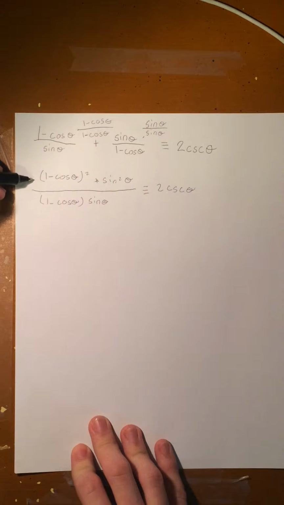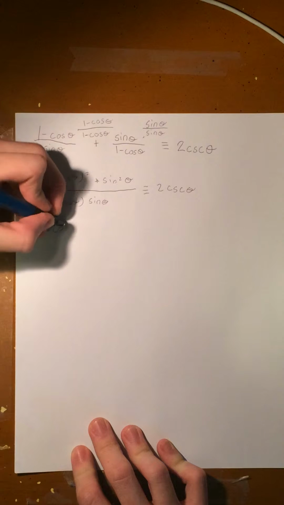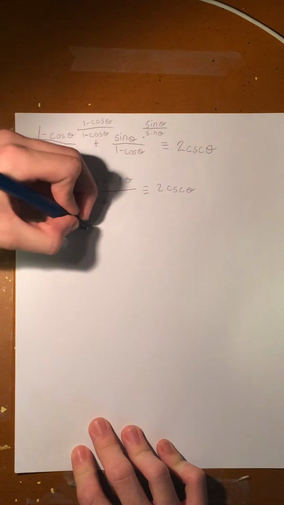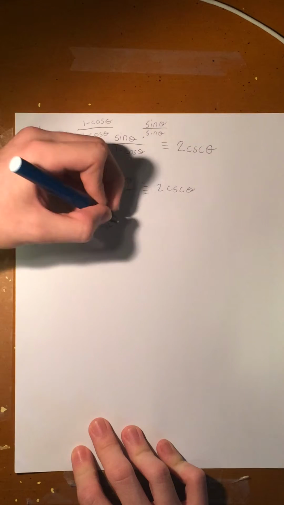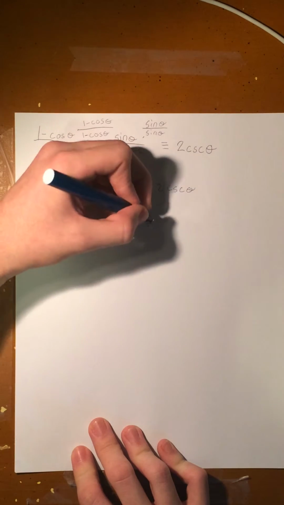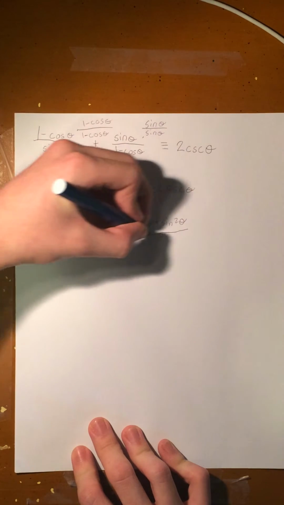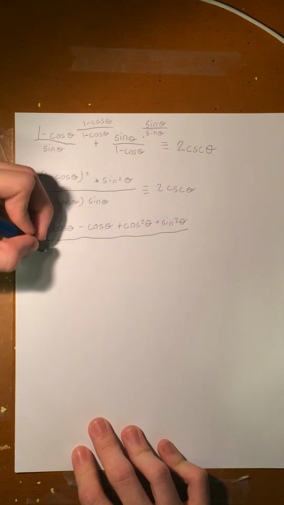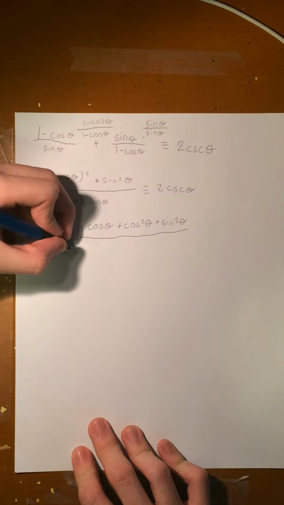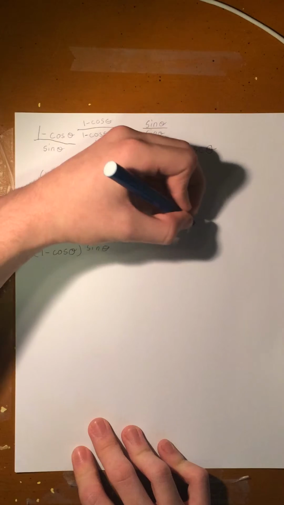Now, if we FOILed this part out, we'd get 1 minus cosine of theta minus cosine of theta plus cosine squared of theta, and then we bring out the sine squared of theta as well, all over (1 minus cosine of theta) times sine of theta.